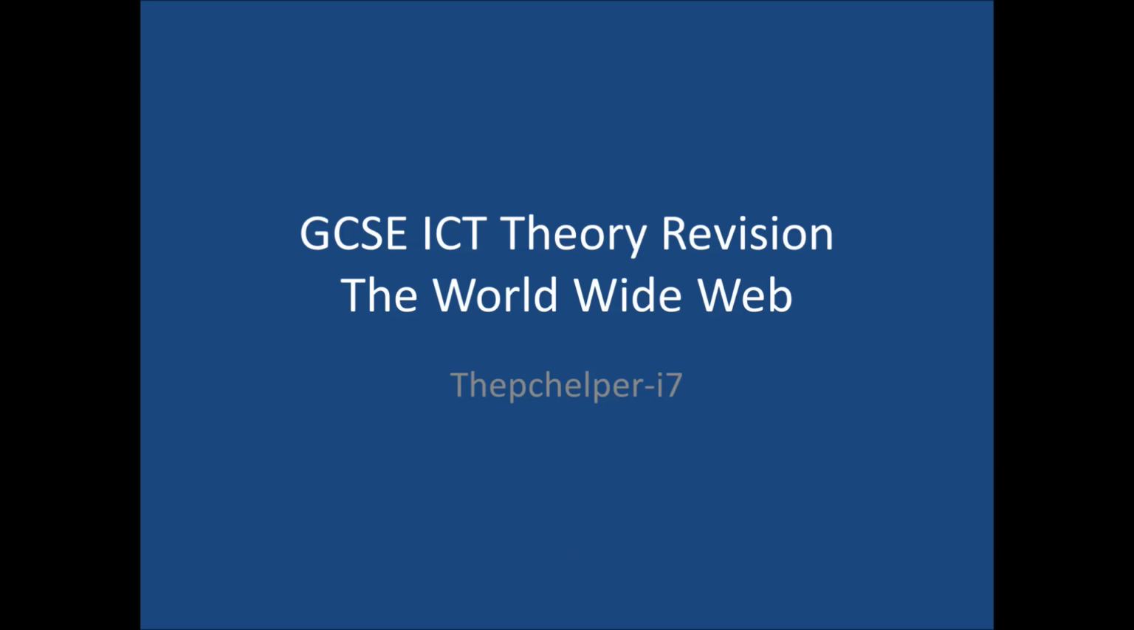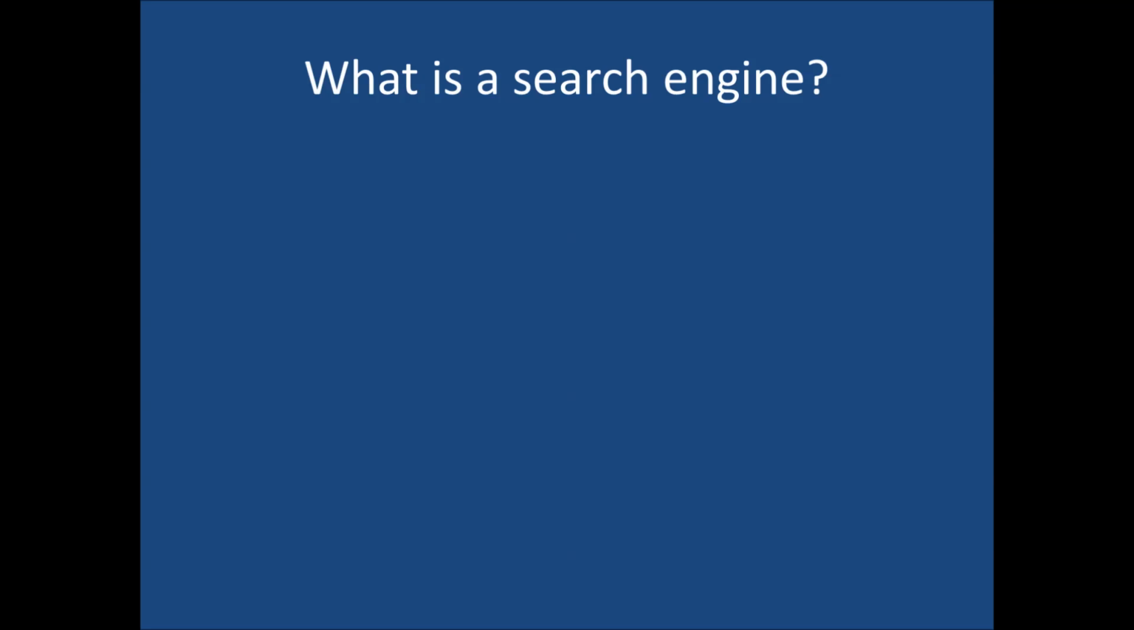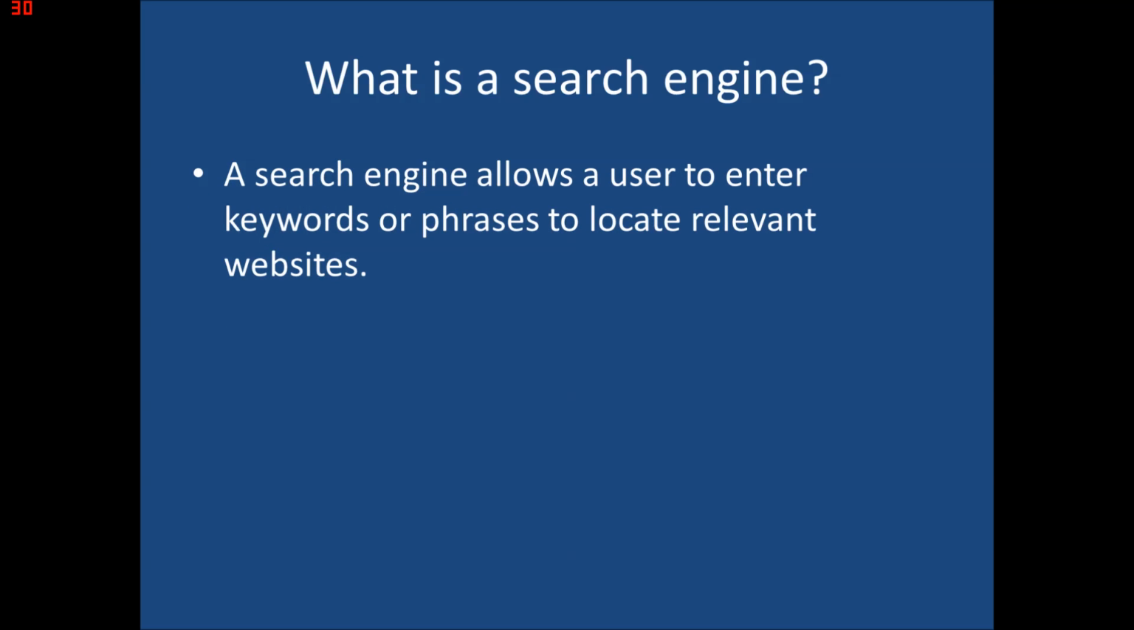So, we're doing the World Wide Web, www. You should have heard of that before. Right, so we're first going to start off with search engines. Quite a lot of you might know what a search engine is. Basically Google, to be honest. A search engine allows a user to enter keywords or phrases to locate relevant websites. So you go onto the computer, you type into Google, let's think, iPhone 5, and it'll come up with a load of websites relating to iPhone 5. There might even be a few videos up. That's what a search engine is, basically.